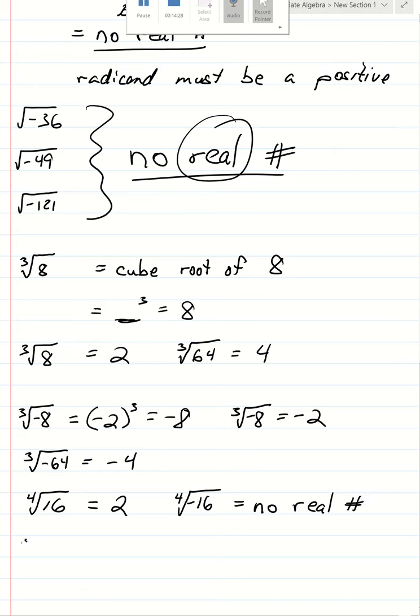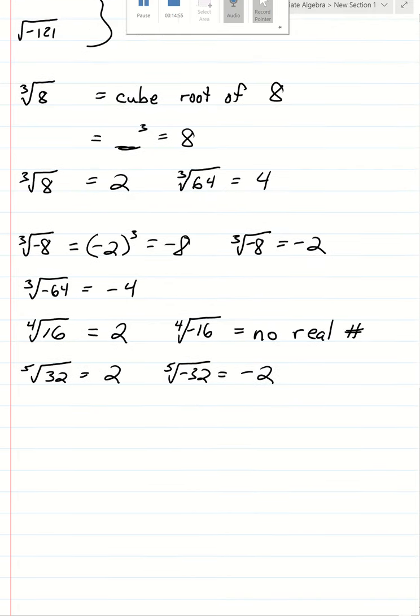If I was to take the fifth root of, let's say, the number 32, what would I have to raise to the fifth power to get 32? The answer would be 2. If I was to take the fifth root of negative 32, now we would get negative 2. My apologies.